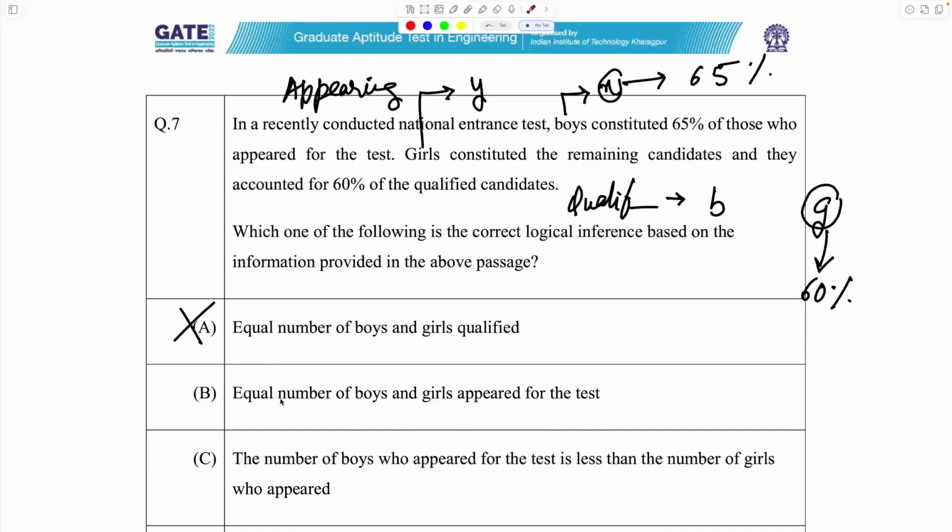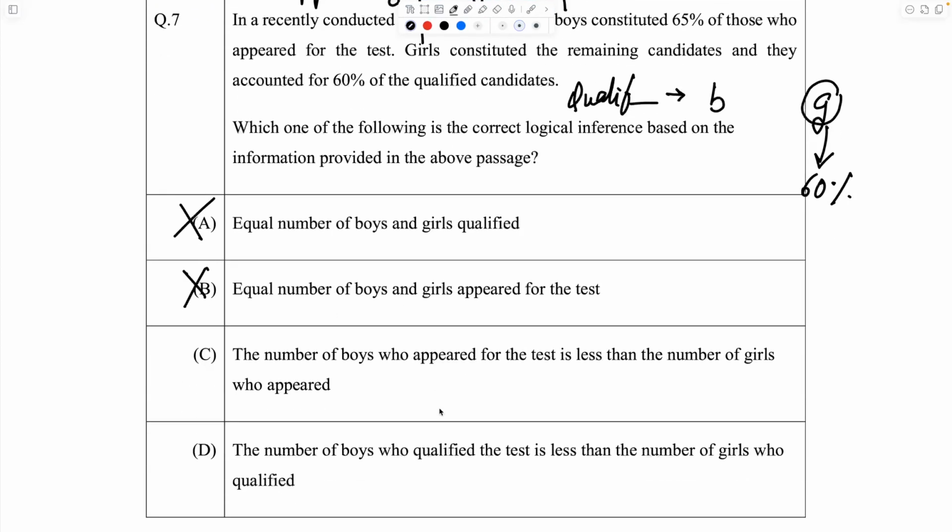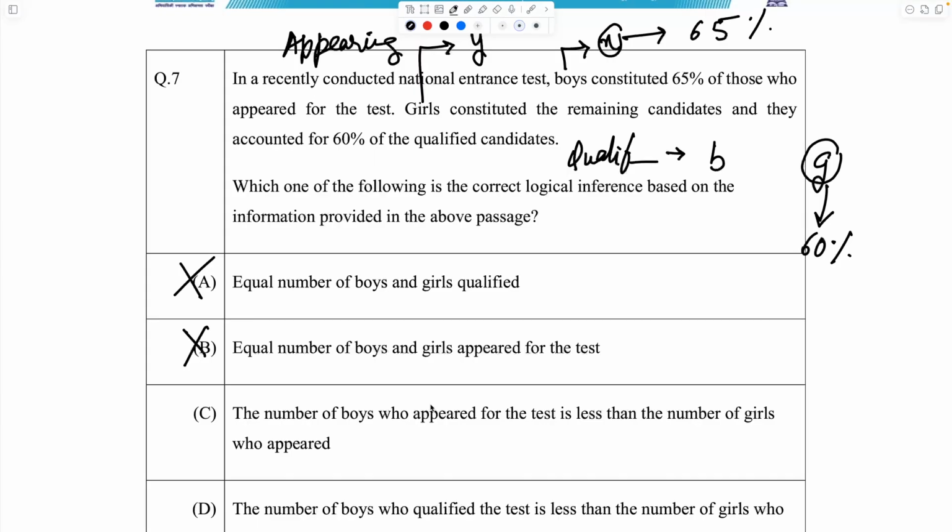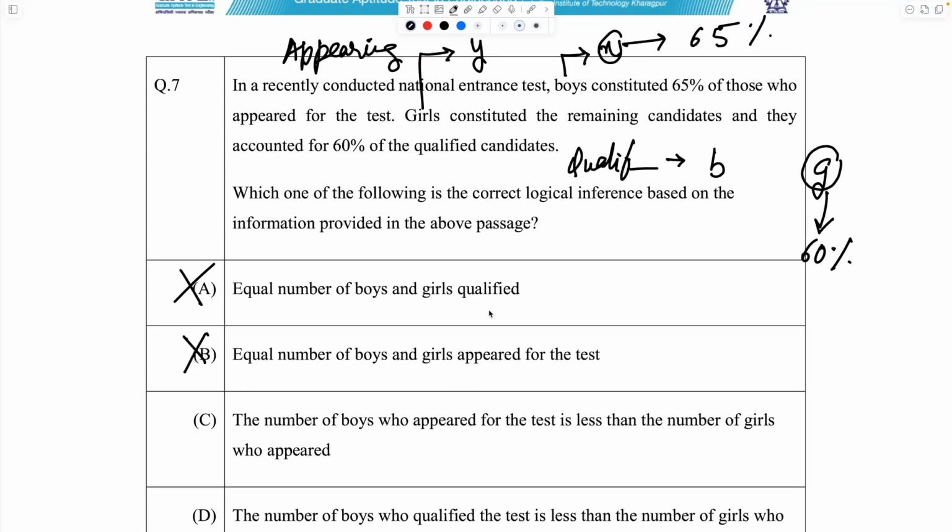The second statement is that an equal number of boys and girls appear for the test. So this is the appearing candidate list, and for that we are given that the boys who are appearing are 65%. Now what does that mean? Are they not equal? 65% are the boys, so 35% are the girls who are appearing. So for appearing candidates, they are not really equal. So this claim is also not true. We have to find a true claim, a true inference, which would be consistent with the information that is given to us. So both of these cannot possibly be the answer.